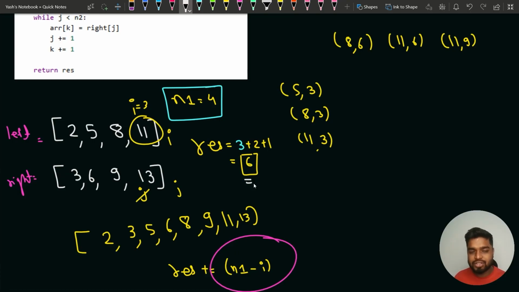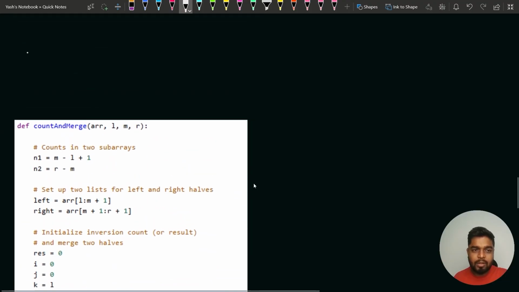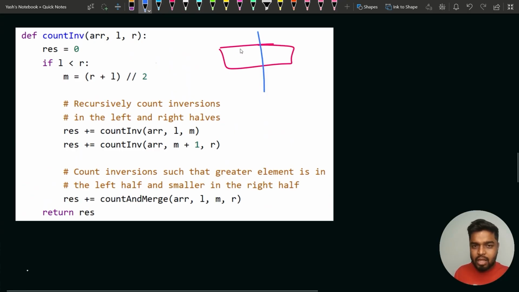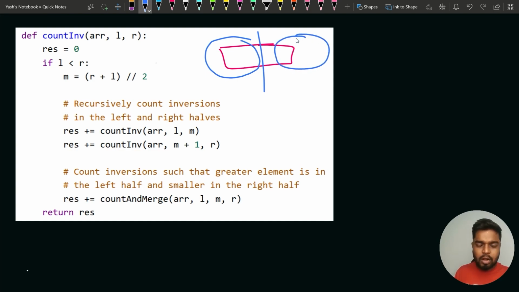So this is how, while merging, we are able to count the number of inversions. You can understand that what we did was we broke the problem into smaller problems. Whatever array we have been given, our task is to divide that array into two halves. Now for this half, we'll call the count inversion function. For this half also, we'll call the count inversion function. So basically the sorting will be done on the left half and the right half.